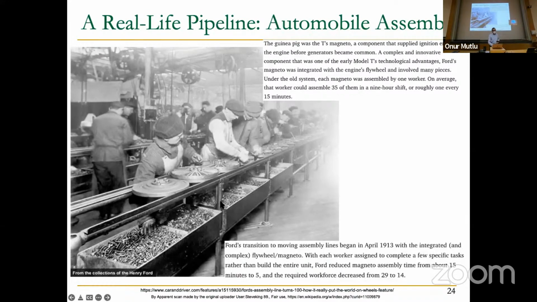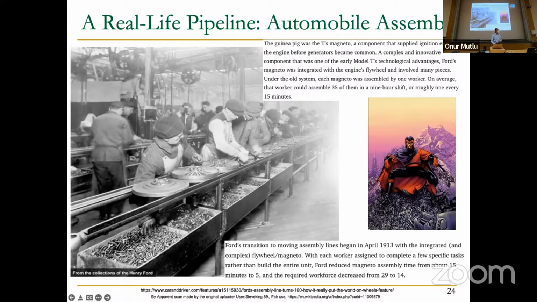But they actually tested this, and they really implemented it in 1913, as they say over here. And then they specialized the workers also, so they actually improved the efficiency as well. So you can see that they reduced the assembly time to 5 minutes as opposed to 15, and they also reduced the workforce. So this is a real life pipeline. It's different from an instruction pipeline, but it has similarities, right? And it has also inspired other things like this.